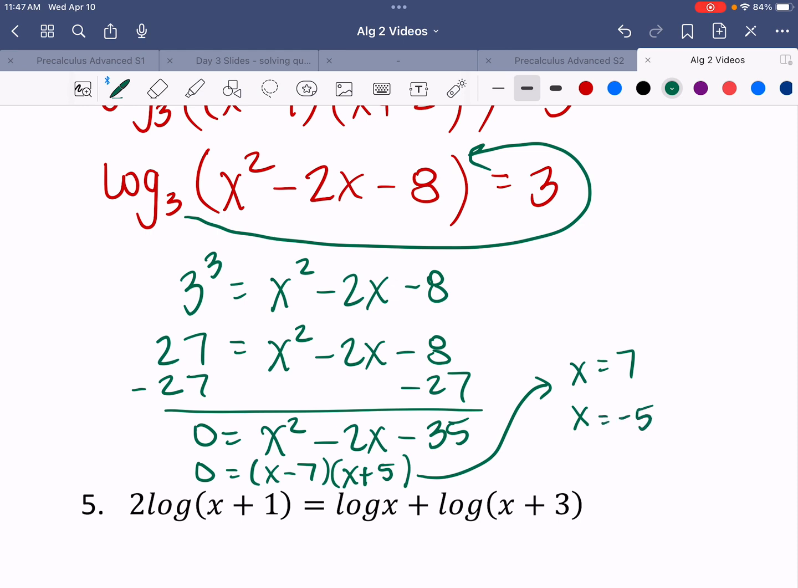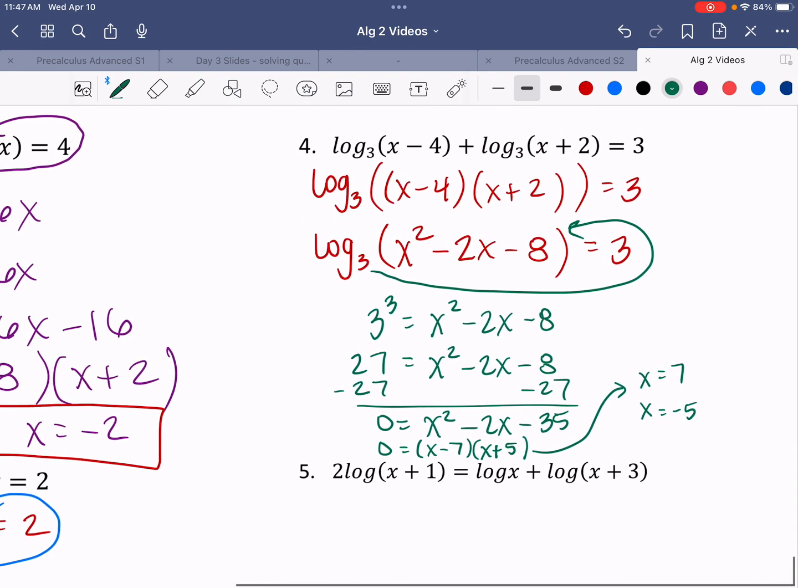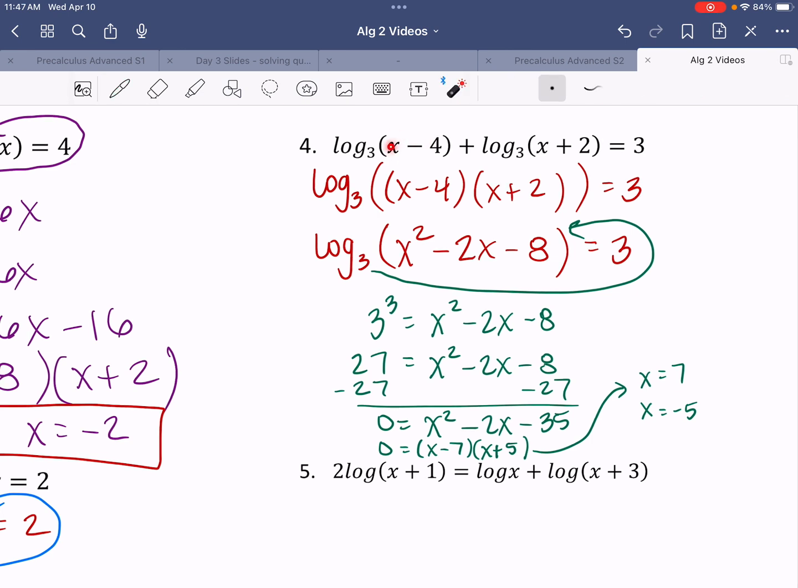So before we box them, we have to go back to the original equation and see if either of them would give us issues. You're just making sure the argument is not negative. So for 7, 7 minus 4 is 3. That would be fine. 7 plus 2 is 9. That would be fine. 7 works.